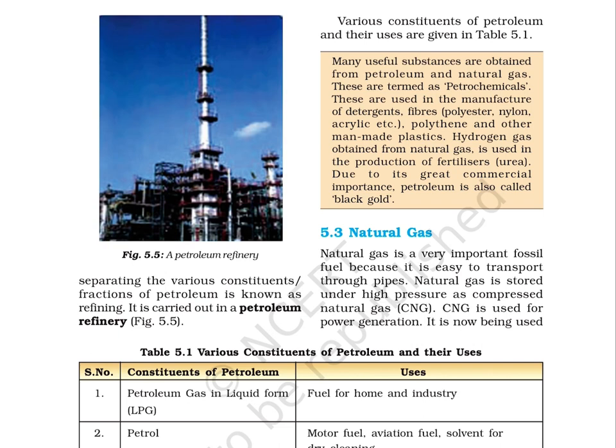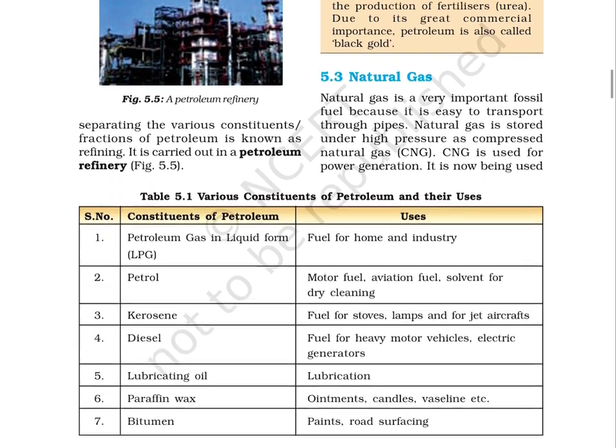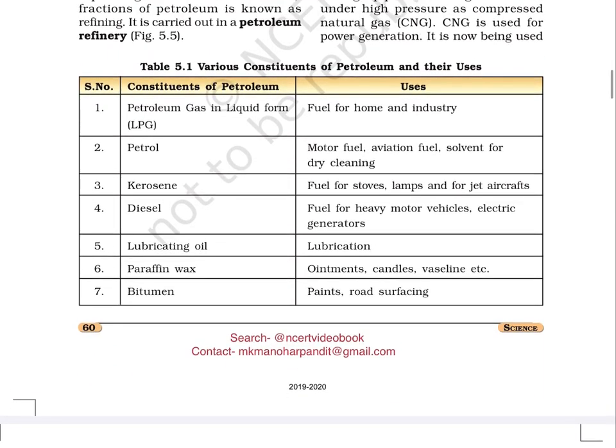Table 5.1. Various constituents of petroleum and their uses. Table 5.1 has 3 columns. The first one is for serial number, second for constituents of petroleum, and the third one for uses. Serial number 1. Constituents of petroleum. Petroleum gas in liquid form, LPG. Uses: fuel for home and industry.